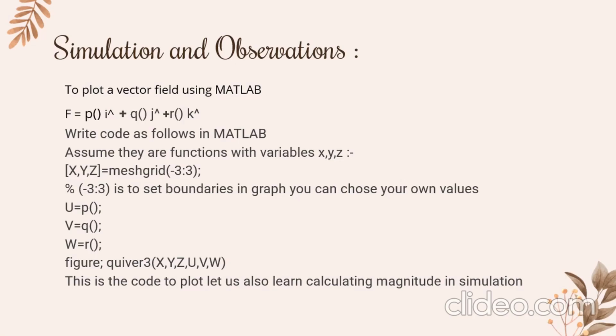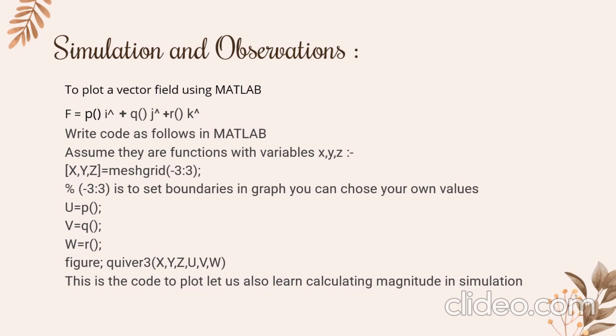Hi, I'm Gautam. Now let's learn how to plot a vector field using MATLAB. Let us assume the function is of the form shown here, with P of i cap plus Q of j cap plus R of k cap, where they are functions of the variables x, y, and z. The first line of the code is x, y, z equals meshgrid of minus 3 colon 3. Suppose the graph has boundaries minus 3 and 3 on all the axes.